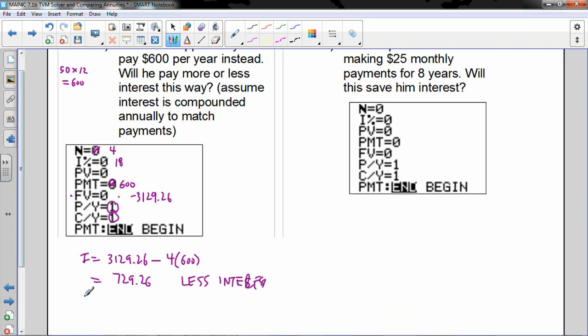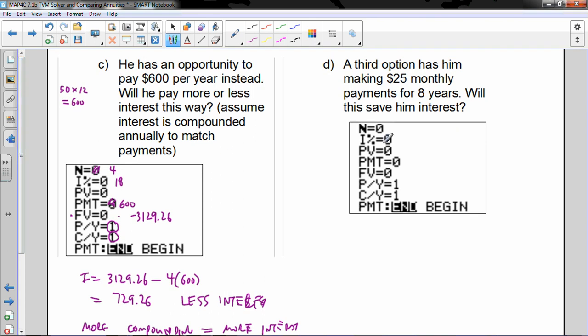So here, if we think of this, more compounding is more interest. Before it was monthly compounding, it ended up with more interest. In this case, it would be less interest because the interest isn't compounding as many times. A third option has him making $25 monthly payments for 8 years. So he's stretching out paying off his credit card over 8 years. Will this save him interest?